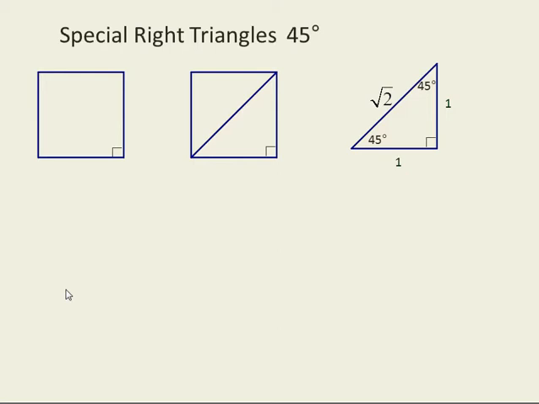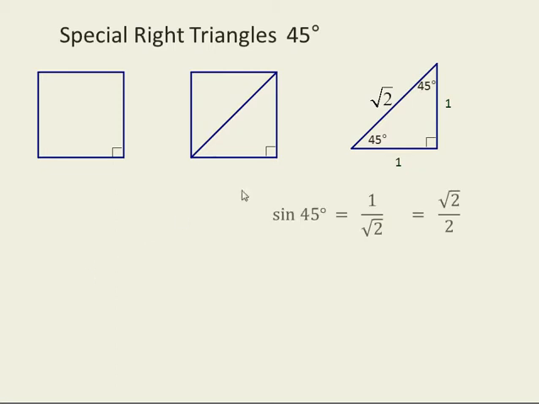I forgot to tell you before, it doesn't matter if our triangle was bigger than 2, or here our triangle is bigger than 1, because the ratios will take care of themselves. So you have different triangles that are different sizes, but if they have the same angles they'll have the same trig ratios.